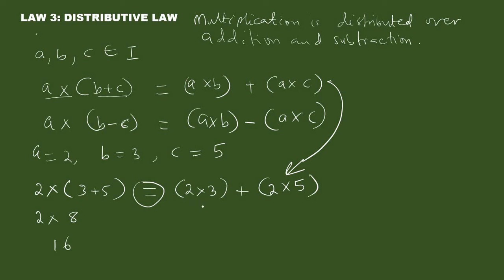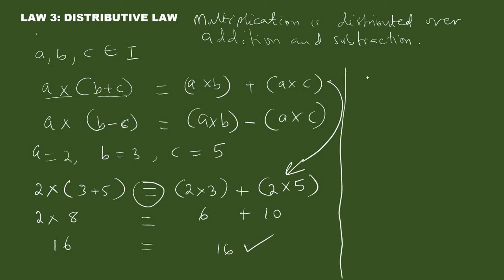Let's check out here. Here I will multiply to get 6, plus here I'll multiply to get 10, which will sum to give us 16. So we can now say here that multiplication is distributed over addition.